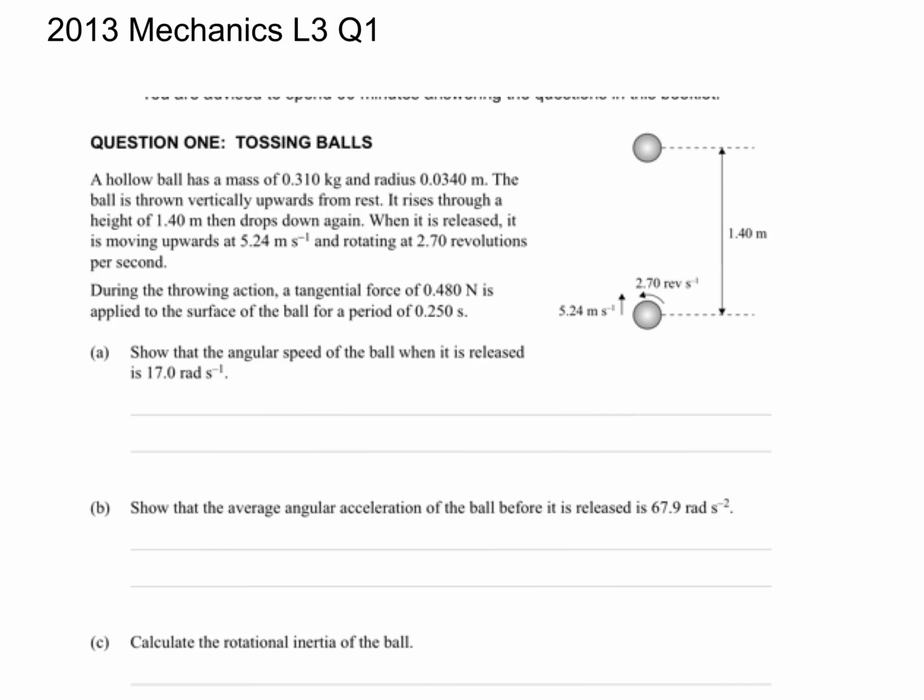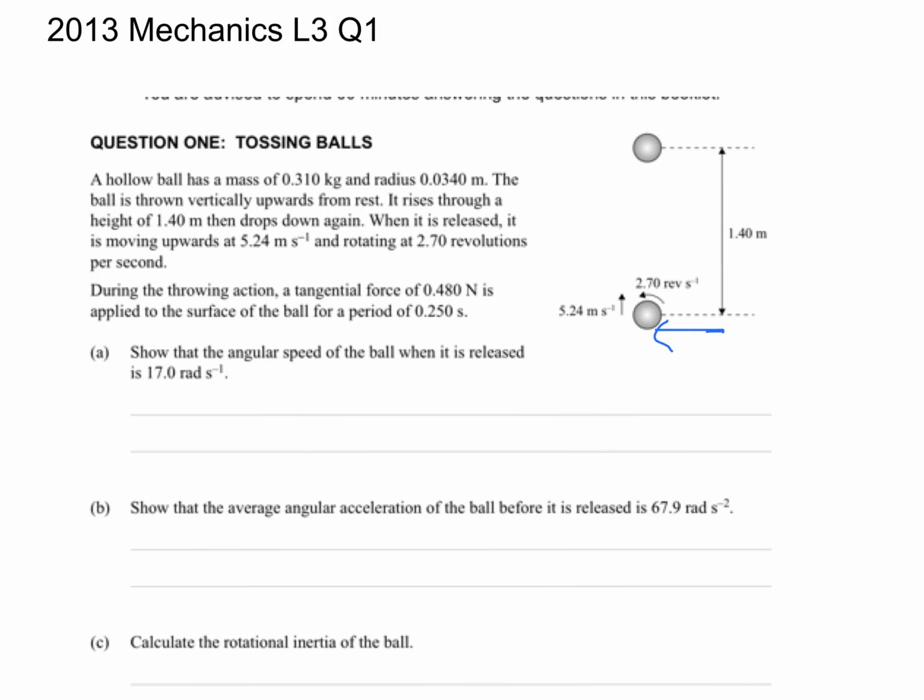It's moving upwards at 5.24 meters per second and rotating at 2.70 revolutions per second. During the throwing action, a tangential force of 0.480 newtons is applied to the surface of the ball for a period of 0.250 seconds. So we would presume a force is applied, something like that from the hand there. Show that the angular speed of the ball when it's released is 17 radians per second.